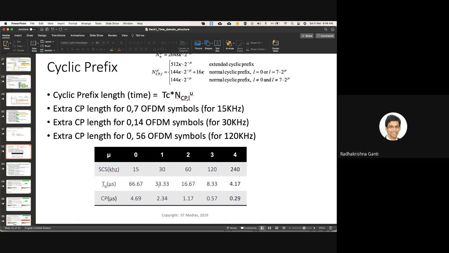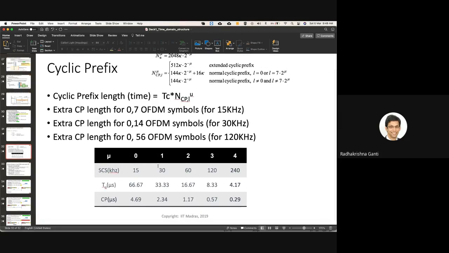What is the standard cyclic prefix length? It turns out that your OFDM symbol for 30 kilohertz subcarrier spacing is approximately 33.33 microseconds, and your cyclic prefix length is 2.34 microseconds. You can see that as the subcarrier spacing increases, say when μ becomes 4, the cyclic prefix length is decreasing. Of course, the symbol time also is decreasing because it's 1 by Δf. Fine. Does it make sense to you?